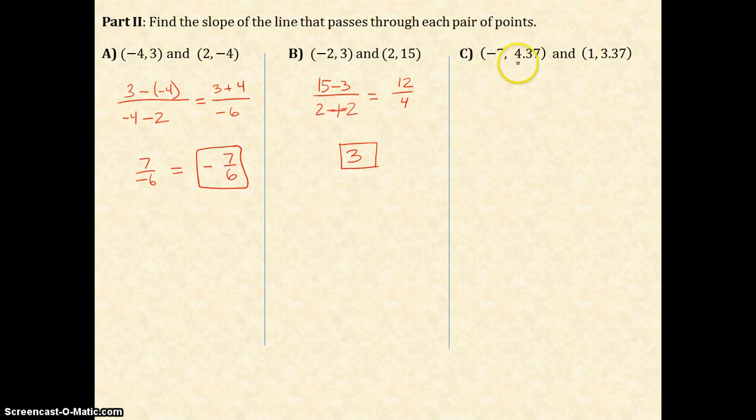Uh-oh, this one has decimals. Well, this one is bigger than this one, so I'm going to subtract in this direction. So on the top, 4.37 minus 3.37. And on the bottom, I started with this point, so I'm going to have to start with the -7 minus 1. Now this works out nicely because 0.37 minus 0.37 is 0. So 4.37 minus 3.37 is 1. -7 minus 1 is -8. 1 over -8 is -1/8.